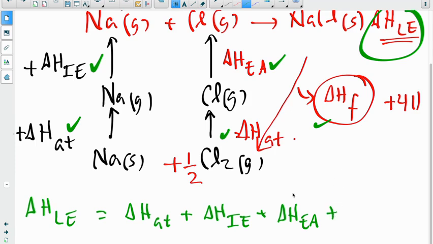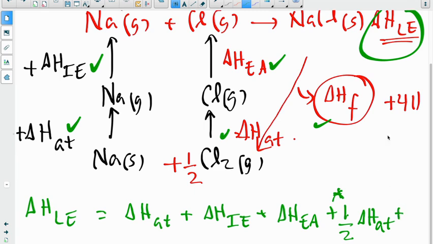Now, here's the thing that you need to be mindful of. The bond dissociation value of chlorine is given to you in that table. Because you're using half of it, you're only using 1 chlorine in this process here, you are going to have to multiply that by half. So it'll be half times the delta H of atomization of chlorine. It's important for you to remember that.